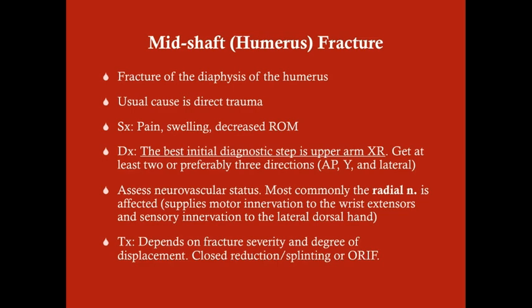So we want to check there, and of course we're also going to want to check the vascular status as well, so you can do that by checking your radial pulses. And the treatment is going to, again, depend on the fracture severity and the degree of displacement. Most of the time, I would say 80 to 90% of the time, we are going to be able to treat this with simply closed reduction and splinting. However, sometimes in the more complicated cases, we will need to do open surgery.